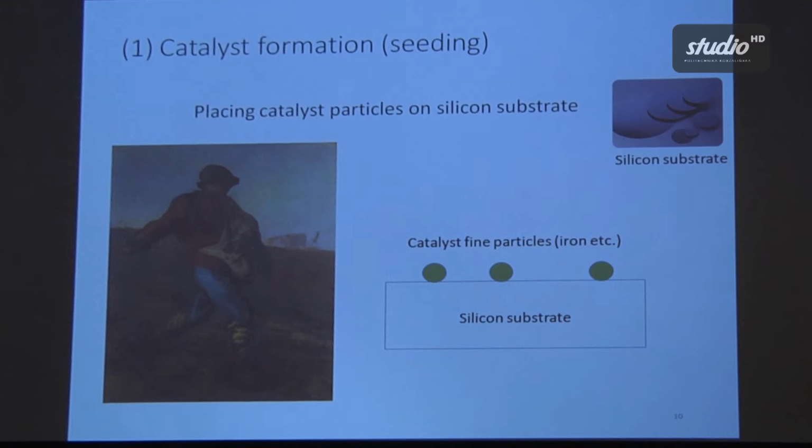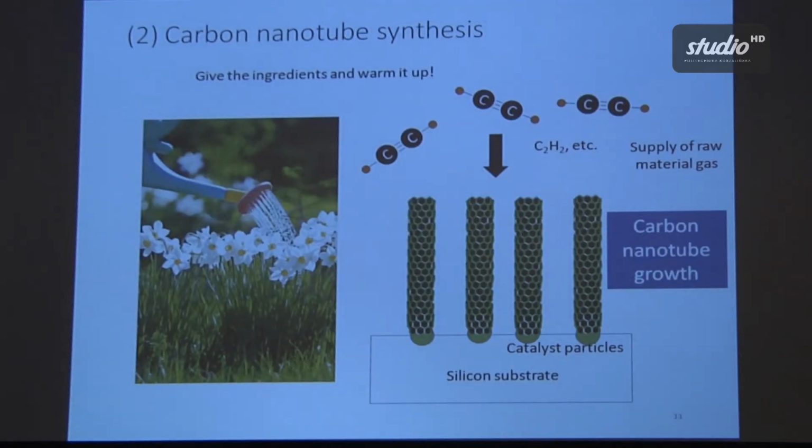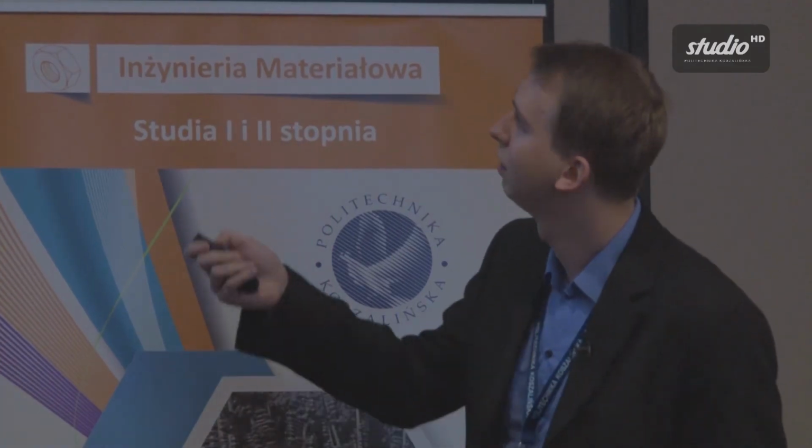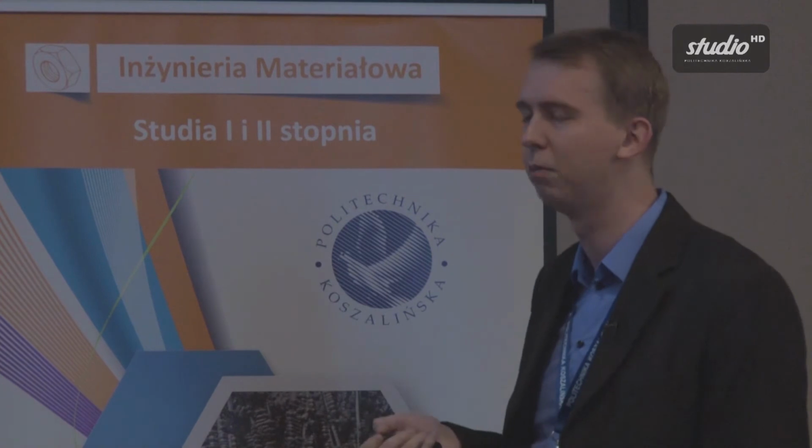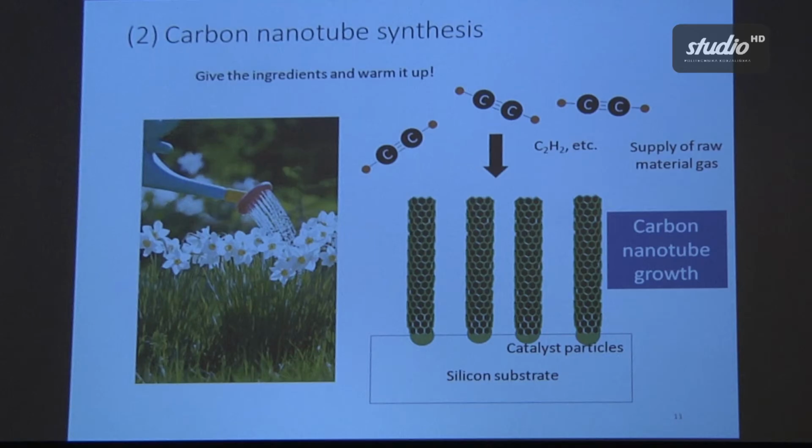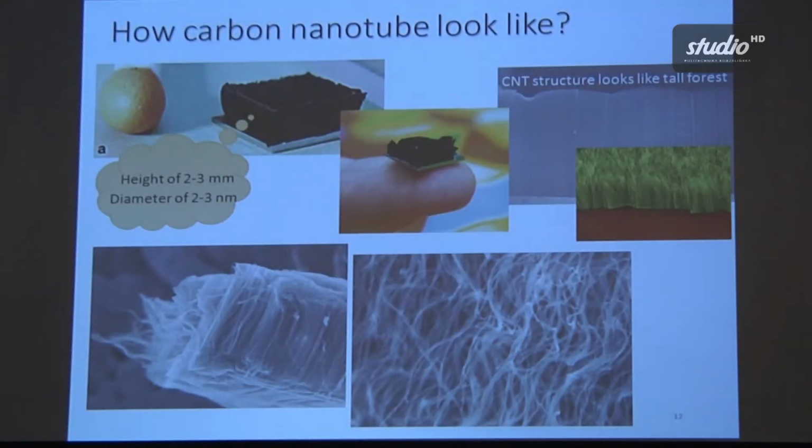The silicon substrate here is using like the soil that we can grow on with using some seeds. And then when we apply some high temperature and some ingredients, like in case of plants, water and so on, and sun, here just gas with some compounds of carbon, we can grow carbon nanotubes like this. Just fuel it a bit and it will grow. And this is how it looks like in real life.